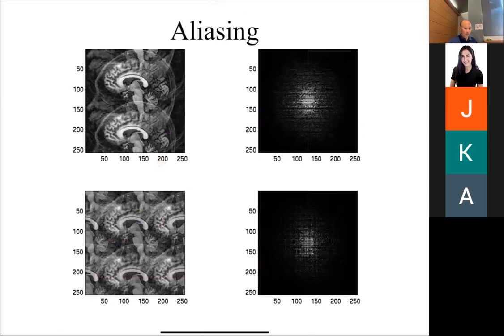Similarly, if I take every other step this way, then I'd get aliasing in the y direction, so the image would repeat. And if I take every other sample in Kx and Ky, then the image repeats both ways, both along X and along Y.